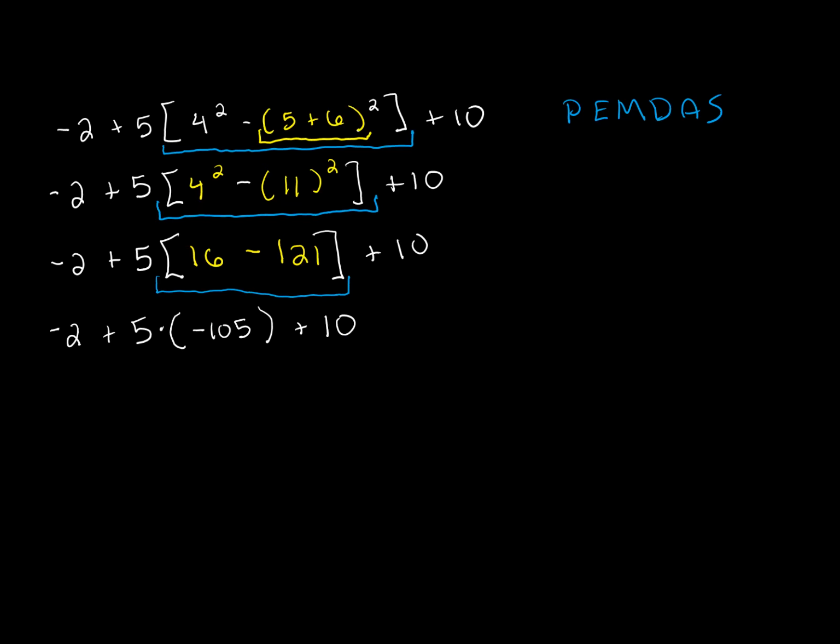So now we have addition and multiplication, and multiplication always happens first. In the order of operations, that M is before the addition. So because we finished the parentheses step, our next step now is to do this multiplication, to multiply 5 times -105, which I'll definitely do on my calculator.